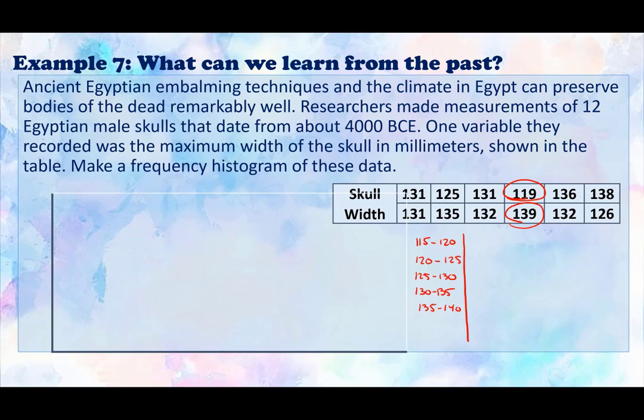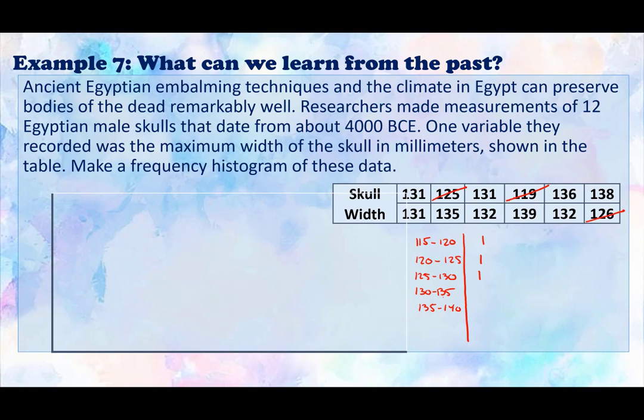So how many numbers are between 115 and 120 inclusive? That answer would be 1. We have that 119. Then we ask ourselves, how many numbers are between 120 and 125, including 125? We look here, and it looks like we have 1. And then we go from 125 to 130, including 130. So let's look here. Right here we have 126.